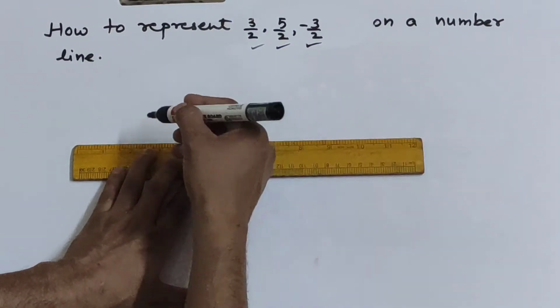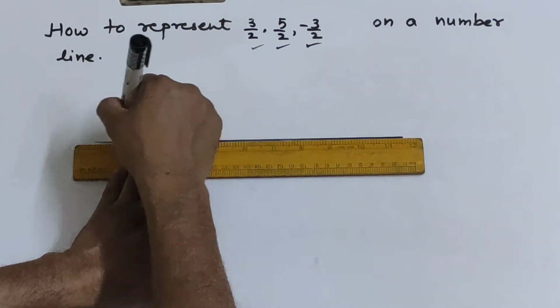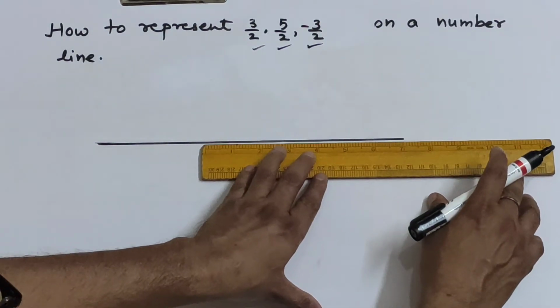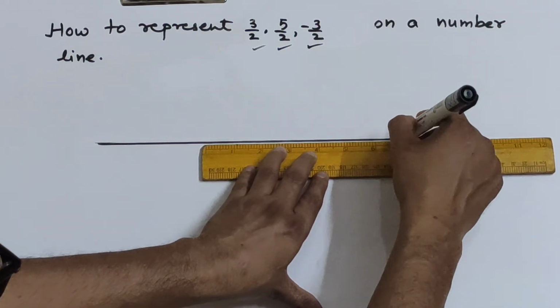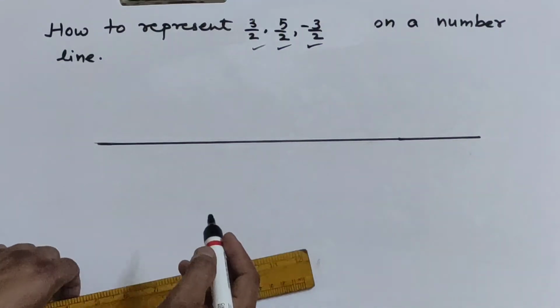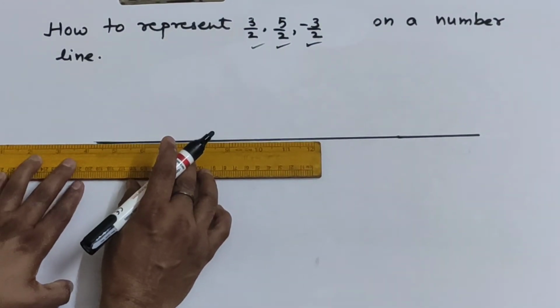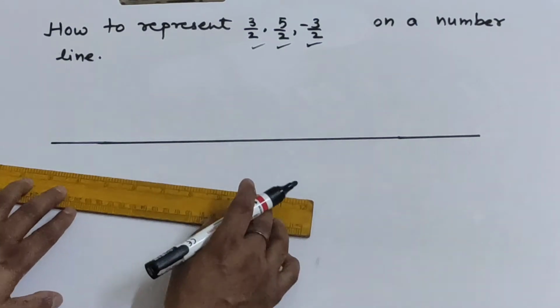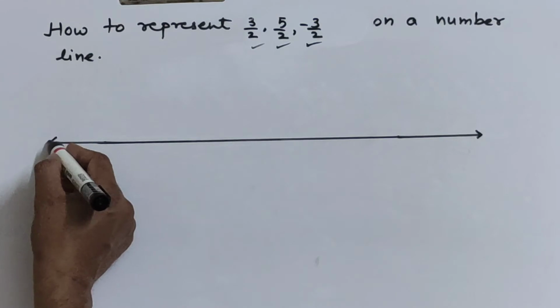So look at over here. Now I am going to make a number line over here. You can increase as per your requirement. Okay. Now we will take 0 over here.